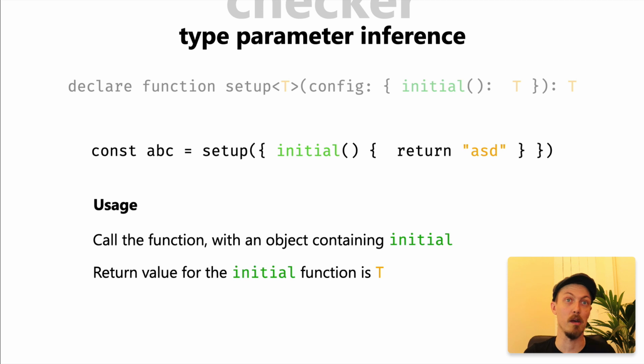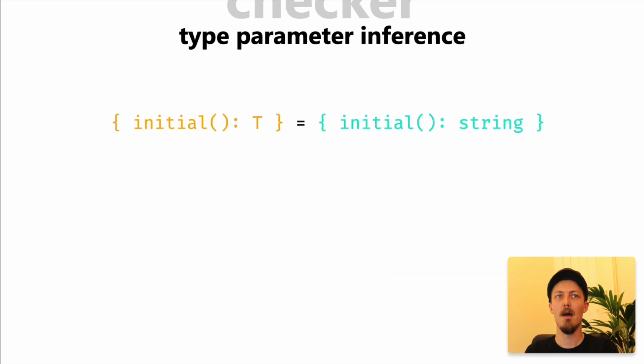To give an example, we're going to say const abc equals setup my object, and that object is just going to return a string. So this is the usage of which TypeScript is now going to have to try and figure out what the type for the function setup actually is when it's starting to do type checking. And how that works is, a good idea is it starts to dig down until it finds a match for the missing T.